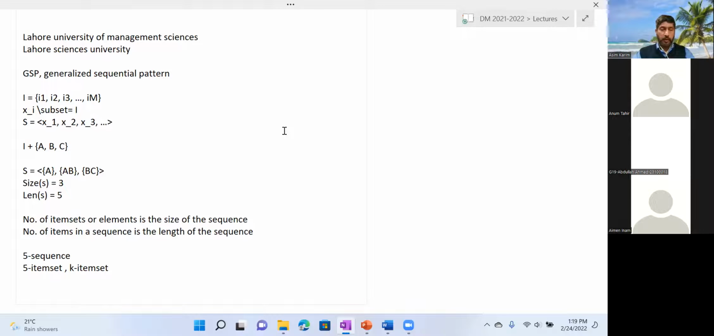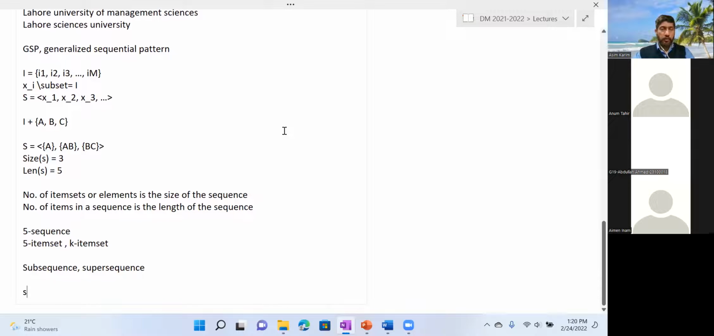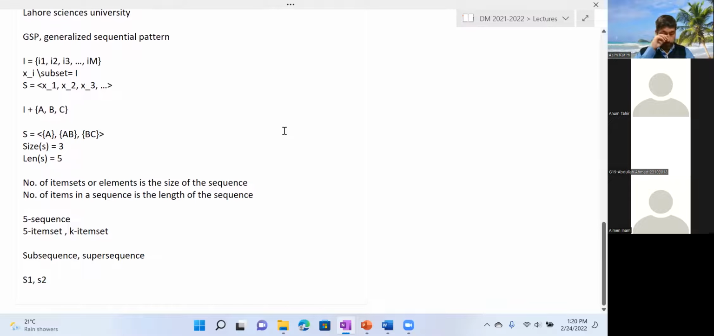Okay, so with that, you understand what a sequence is formally. The second thing that we need to understand is what a subsequence and a supersequence are. Just like subset and superset, we need to know what a subsequence and a supersequence are. So let's take 2 sequences, S1 and S2. Let me write them here.